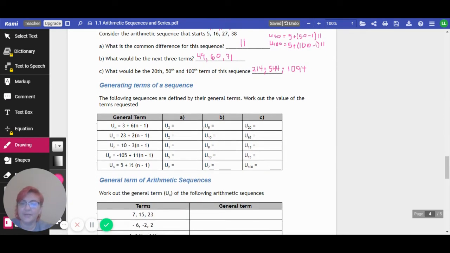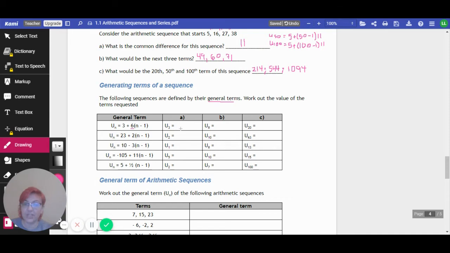All right. The following sequences are defined by their general terms. So work out the values of the terms requested. So here you see they put the common difference at the beginning rather than the end. That's totally fine because we know that multiplication is commutative. So we can change the order of the elements in multiplication and still have the correct answer.